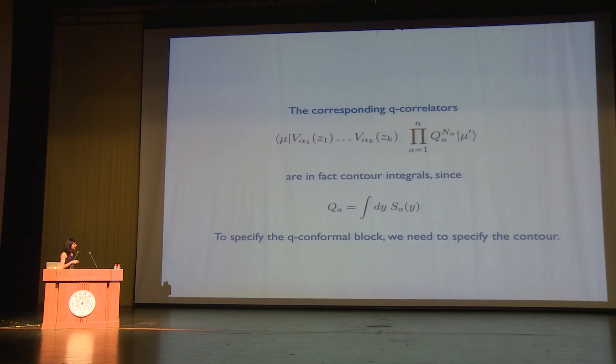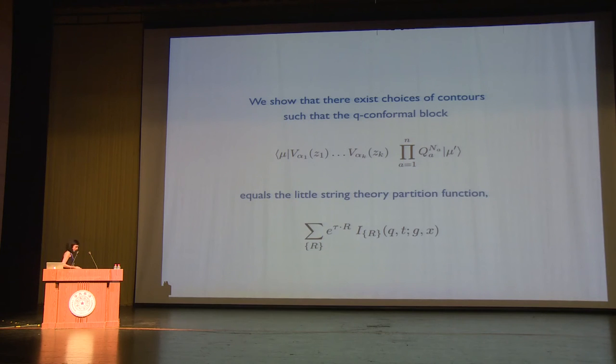Anyhow, the corresponding Q conformal blocks you get are contour integrals because the screening charges are integrals of screening currents. And to specify the conformal block, you need to specify the contour. Now, we show that there exist choices of contours such that the Q conformal block equals the little string partition function.